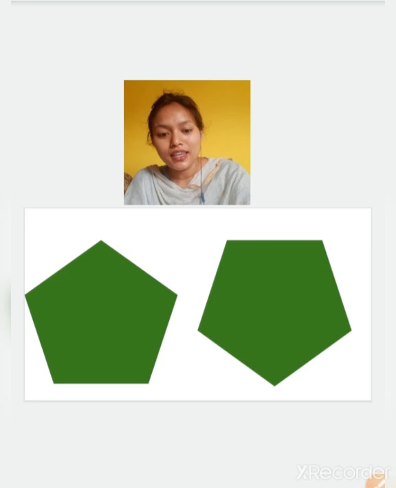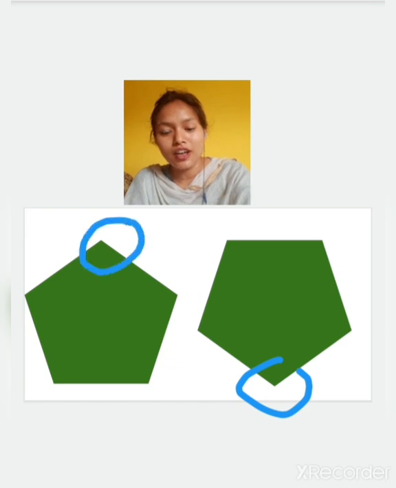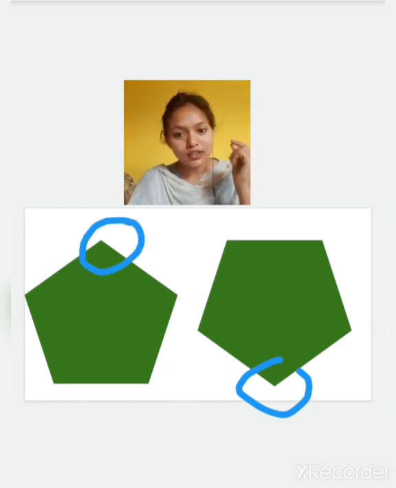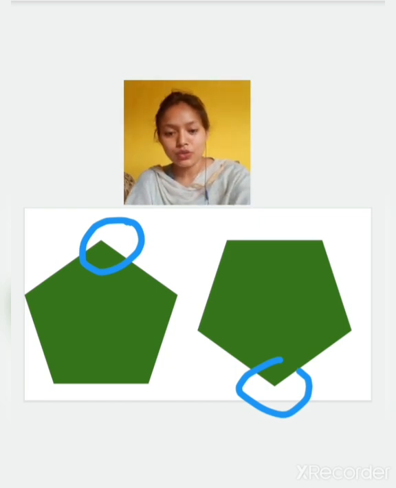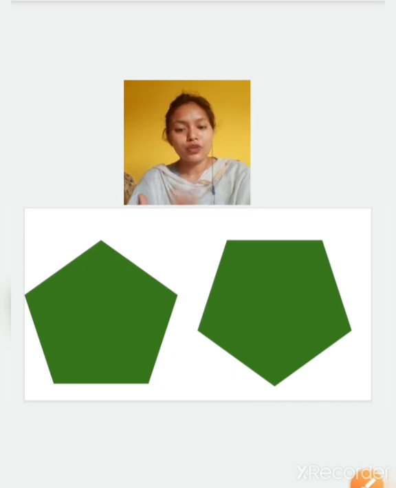As you can see, these figures are totally different. Here the peak is down and here the peak is above. Vertex is above and here the vertex is below. So they are not same. So pentagon is not showing the half rotational symmetry or symmetry of 180 degree.